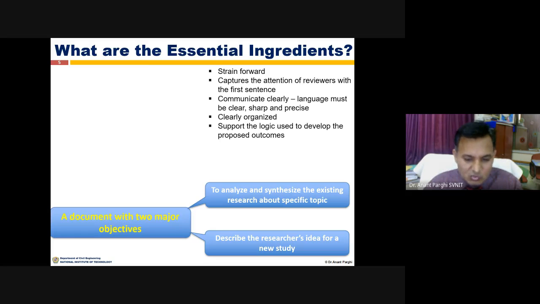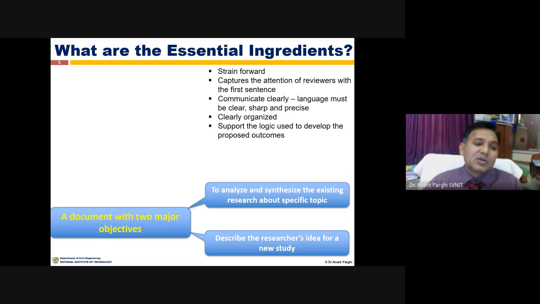Our sentences should not be lengthy. Sometimes people write sentences of 3 to 4 lines, but your sentence should not go more than 1.5 lines, maximum 2 lines, or if you have to extend, 2.5 lines. It should not be a 3-line sentence, because the peer is not going to read that way, and it will confuse your proposal. It should be clearly organized. Your proposal should be clearly organized and support the logic used to develop the proposed outcome. You have to provide the logic of how we are going to solve that particular problem.